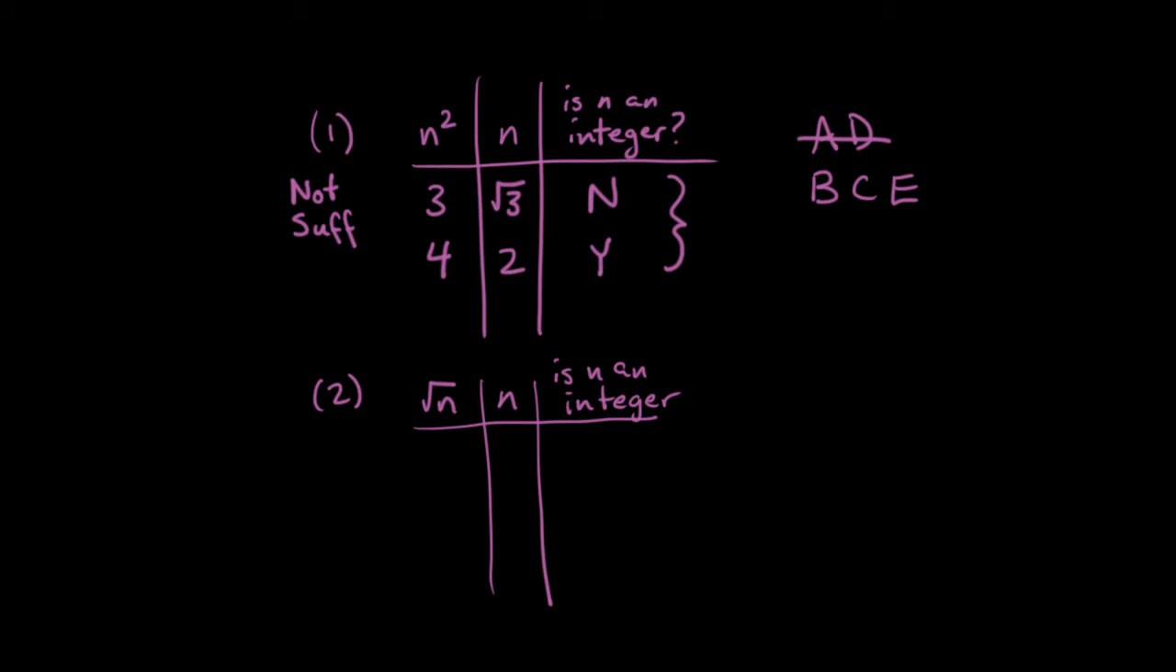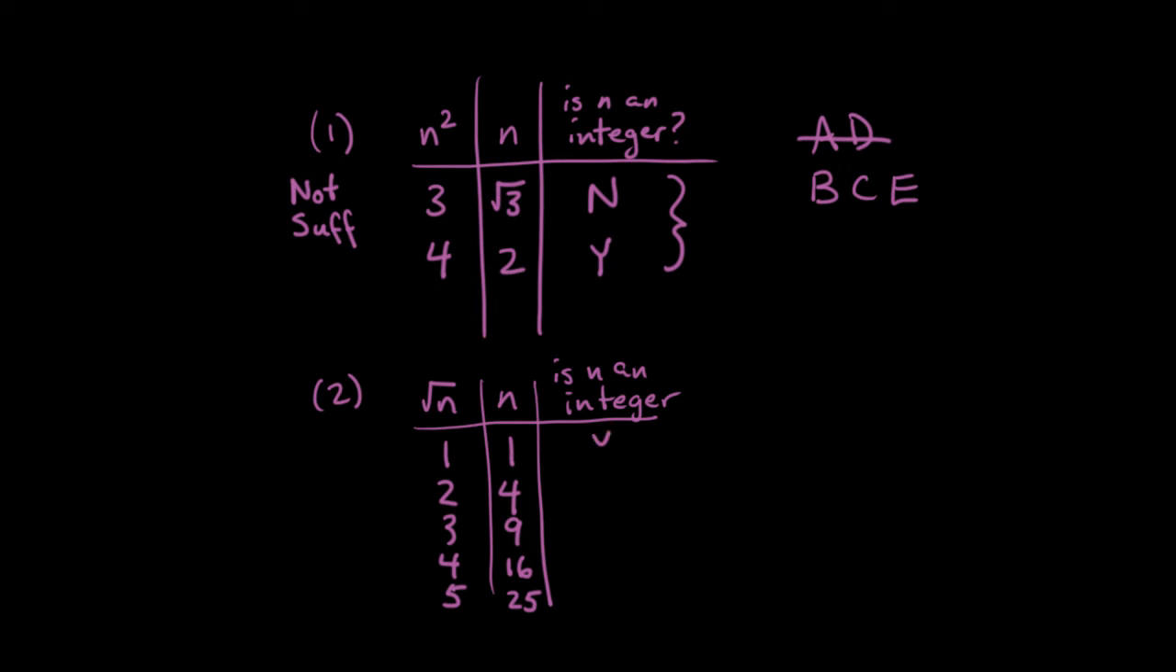Now let's look at statement 2, which says that the square root of n is an integer, like 1, 2, 3, 4, 5, etc. If the square root of n is 1, that means n is 1. If the square root of something is 2, that means the something itself is 4. And so on and so forth: 9, 16, and 25.